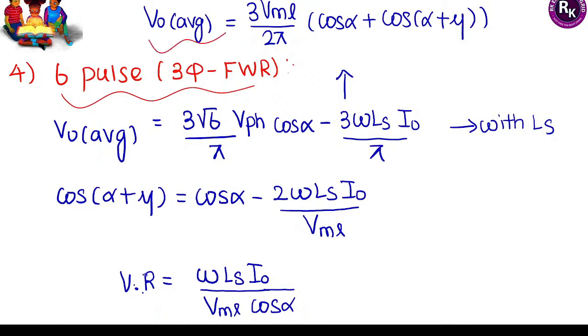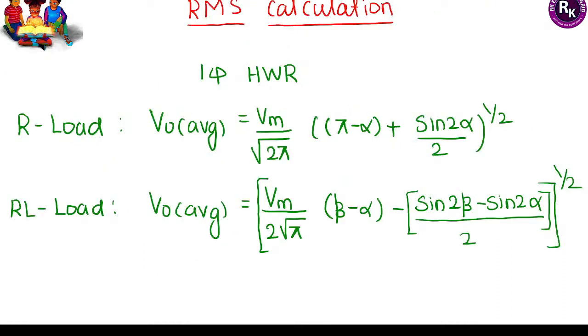V naught average can also be written in this way, one formula, or else the alternative formula, you can also write down this one. Both are giving the same answer. So based on the data that will be given in your examination, you can go ahead with its corresponding formula. Now the most important factor is the voltage regulation formula for the 6 pulse converter. VR stands for voltage regulation. Here I wrote the formula for voltage regulation for the 6 pulse 3 phase full wave rectifier.